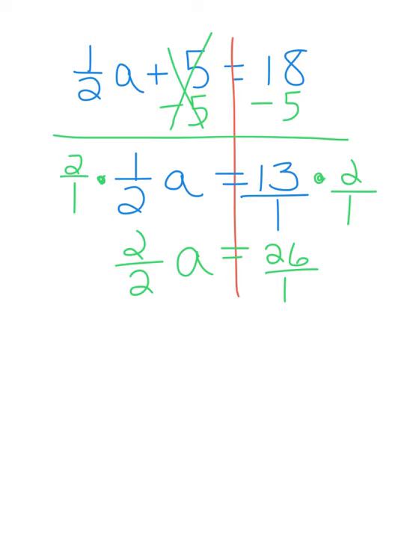And if we want to simplify this just to make it look a little nicer, we know that 2 divided by 2 is just a, or 1a. And 26 divided by 1 is just 26. So that is an example of multiplying both sides by the reciprocal. So we can get 1a and a all by itself.